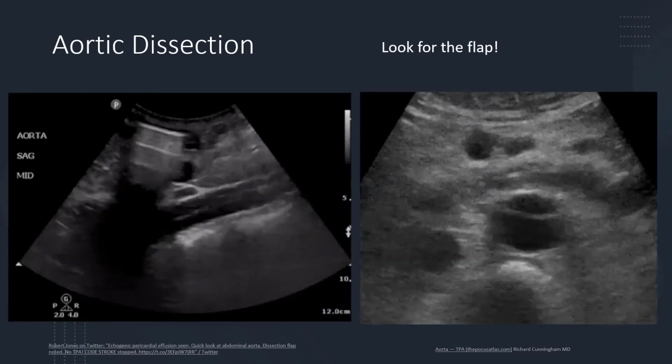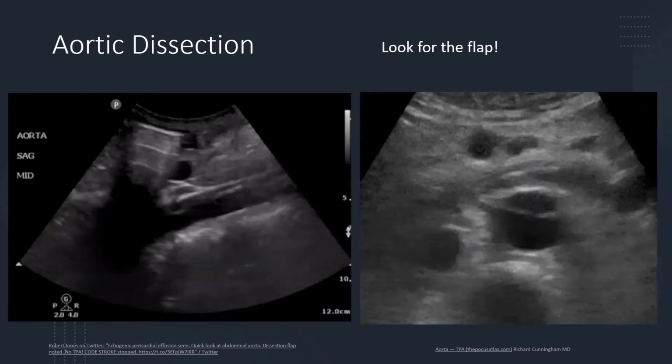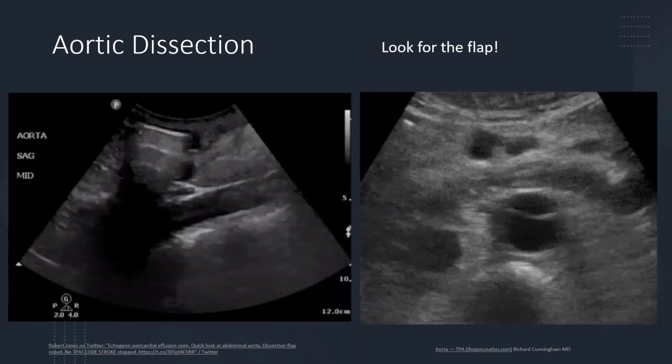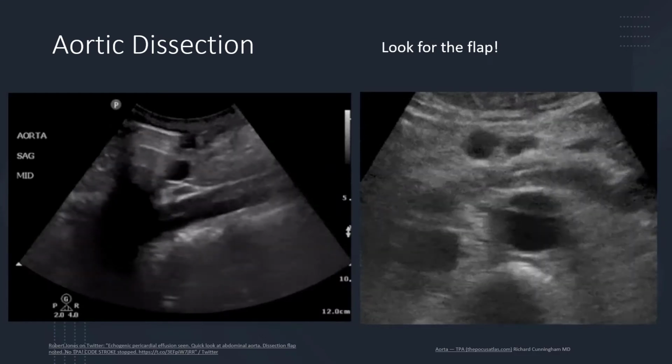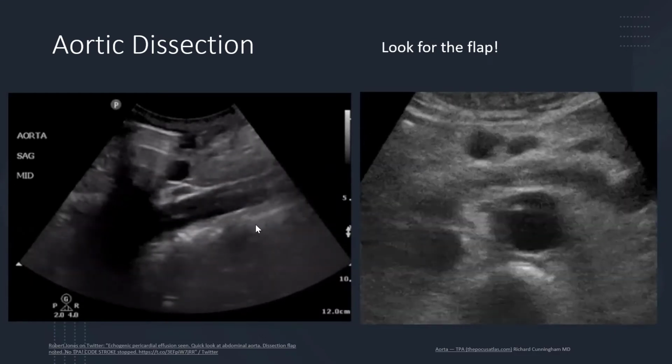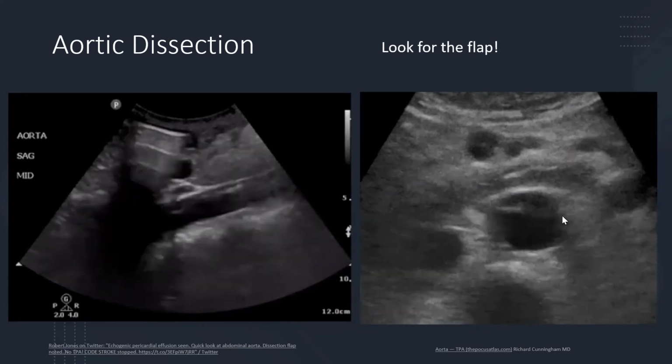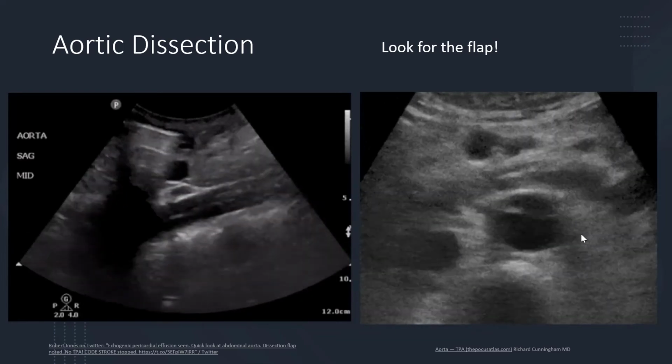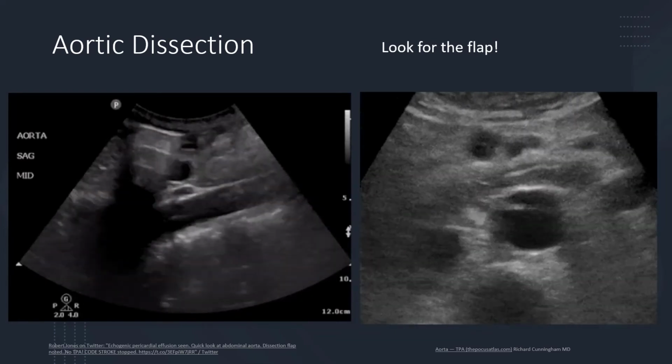So aortic dissections are actually diagnosed using the normal views that you do for the aorta, the sagittal and the transverse. This would be for a type B dissection. And what you see is this hyperechoic string or flap moving around the lumen. You can see it right here, as well as right here in the transverse. And that just represents the false lumen, and that's for type B dissections.